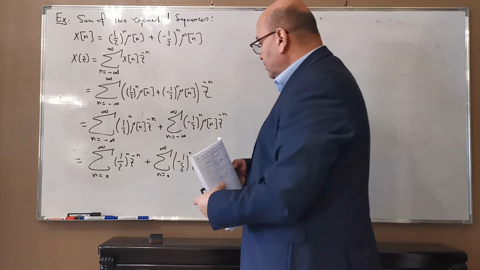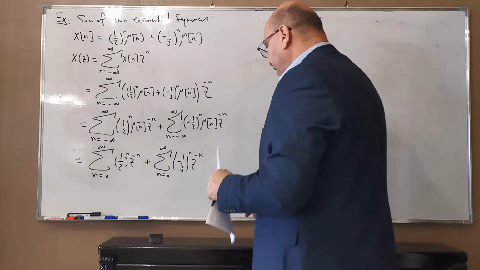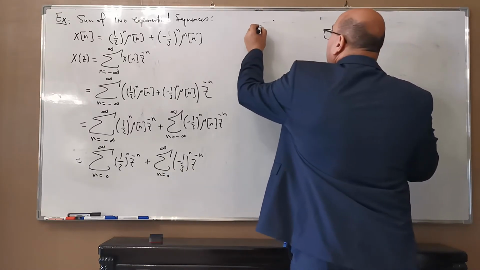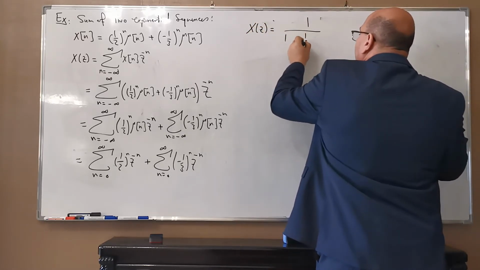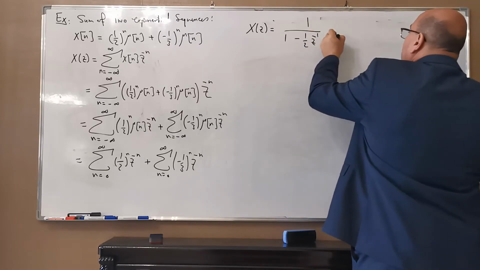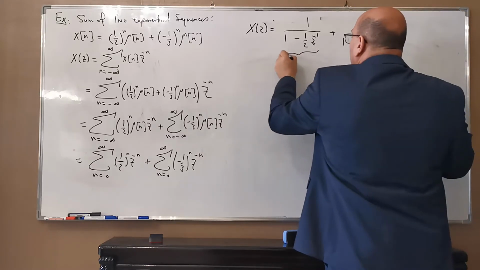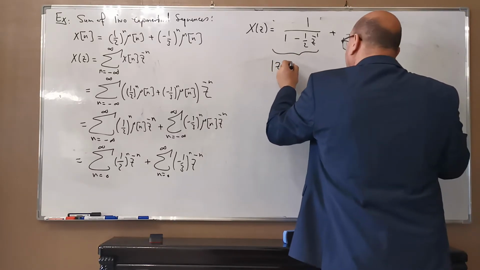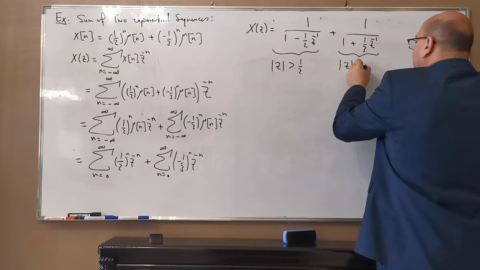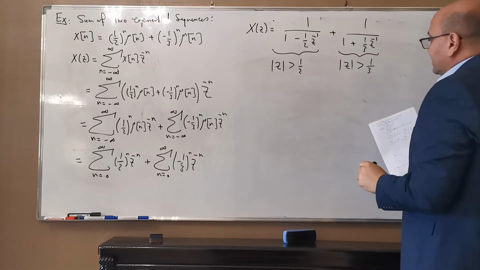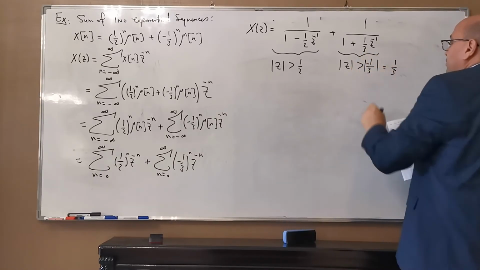So you have two summations, both of them should converge so that the whole answer will converge. So x of z is equal to 1 over 1 minus 1/2 z inverse plus 1 over 1 plus 1/3 z inverse. This one should converge if the magnitude of z is greater than 1/2. And this one should converge if the magnitude of z is greater than 1/3, because it's the absolute value of minus 1/3. Okay?